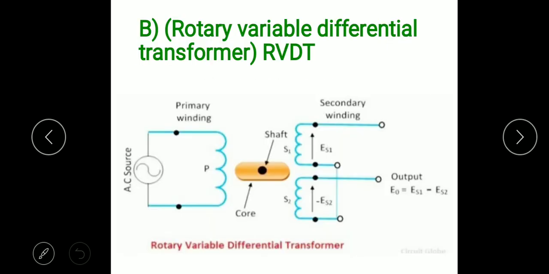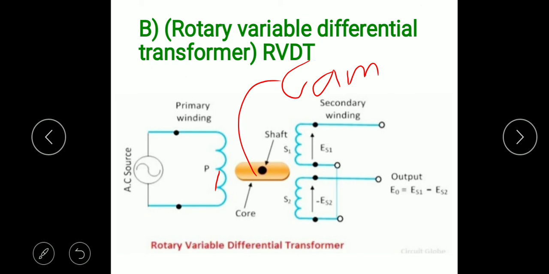So this is the RVDT arrangement. Again you can see the arrangement is basically the same. Here also we can see the primary coil P1, secondary coils S1 and S2 are present. But a little change is, instead of the core metal strip, we are going to use the cam. I will say cam for our better understanding. So the cam is present. What will happen? The cam will not move in the up and down direction. The cam will do only the rotary motion or the angular displacement.